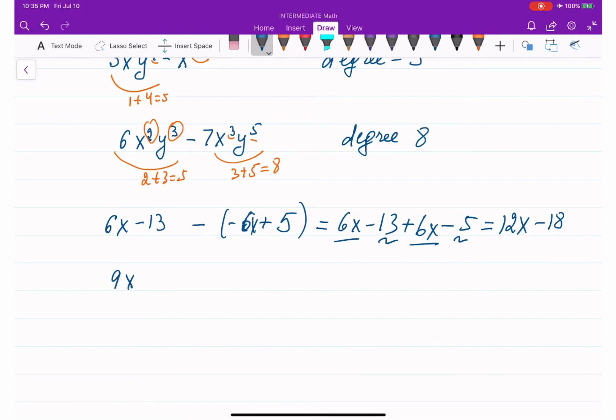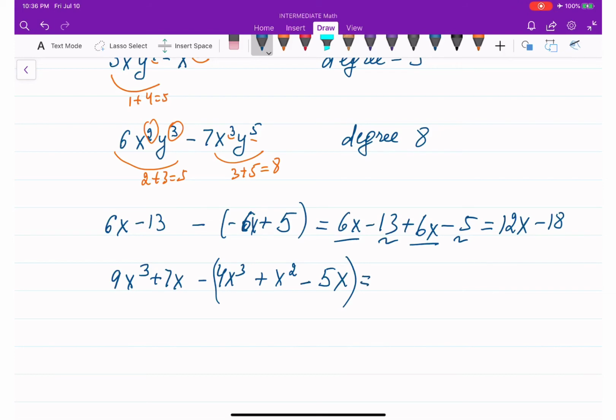9x cubed plus 7x minus, let's say, 4x cubed plus x to the power 2 and minus 5x. Okay. So let's make it more interesting. Put this in parentheses. So what will we get here?